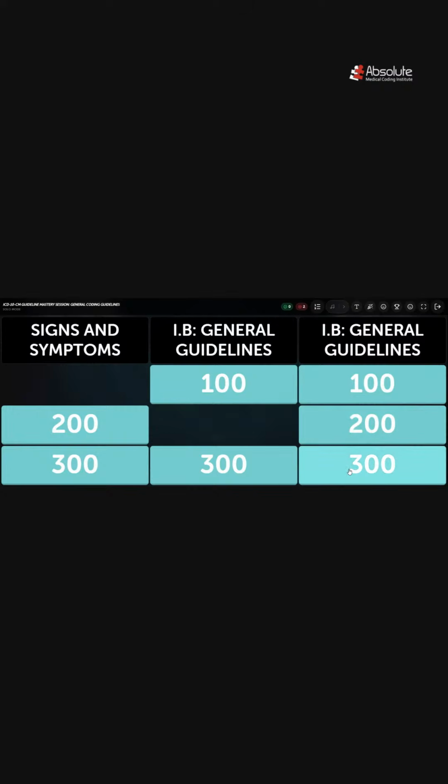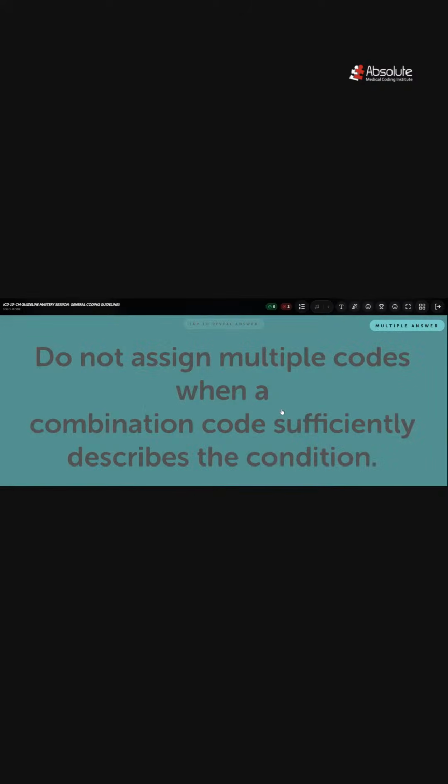All right, let's move on to 300. You guys are doing great. Another general guideline. All right. Do not assign multiple codes when a combination code sufficiently describes the condition. True or false?